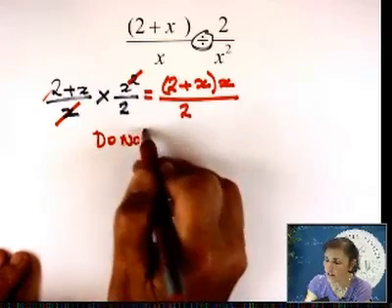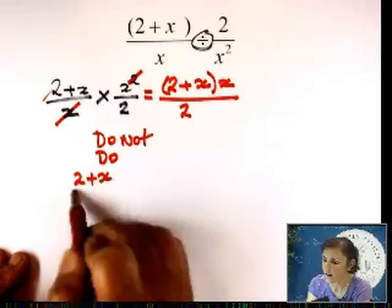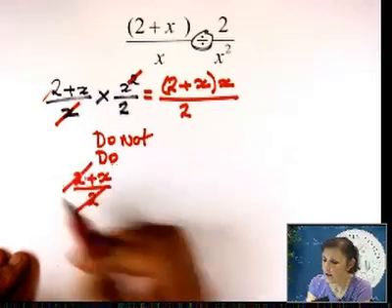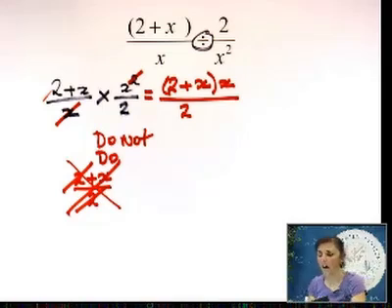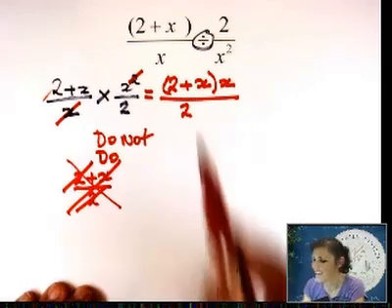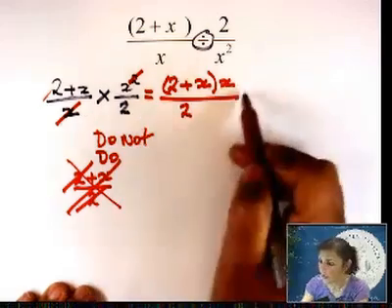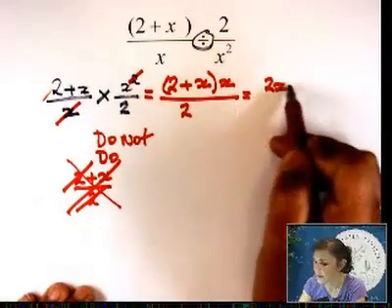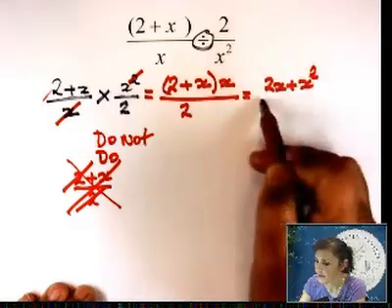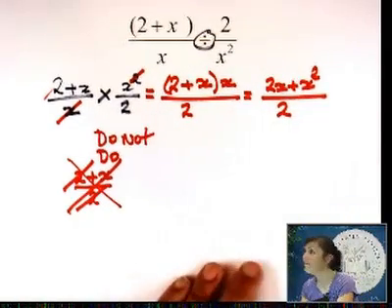These two, do not do this. No. All right? That is an area where I see so many mistakes. So do not cross them out. Just leave them alone, and you're done. The most you can do is just pretty much FOIL it out. You'll have 2x plus x squared over 2, but this is as far as you can go. You cannot go any more.